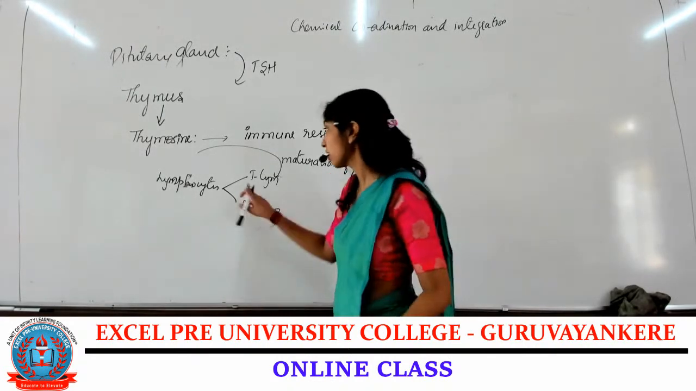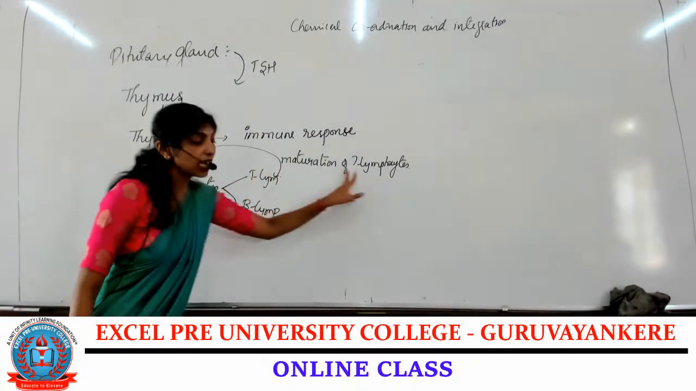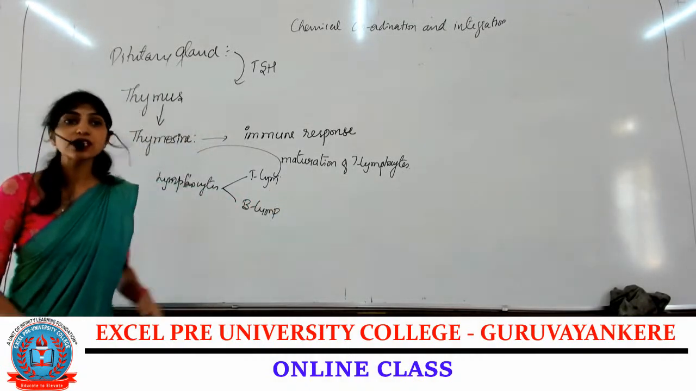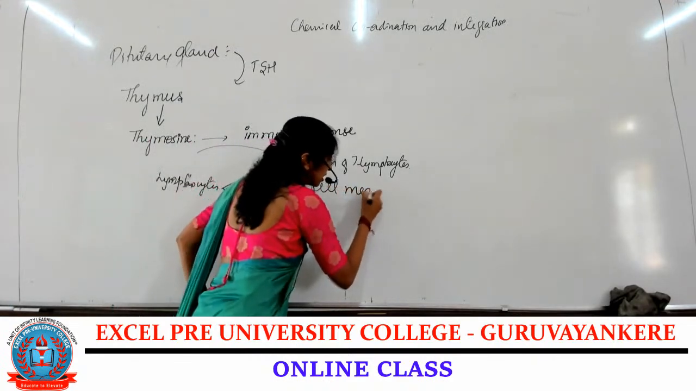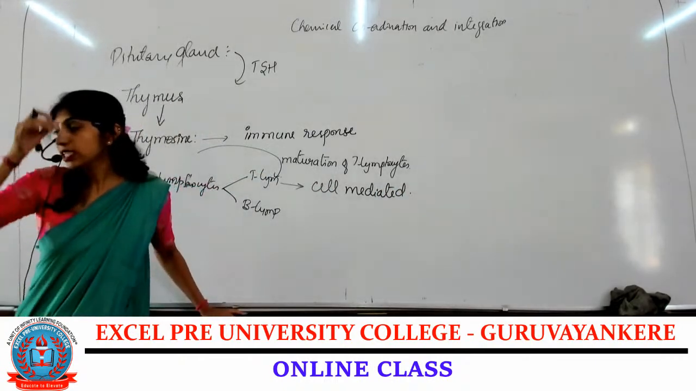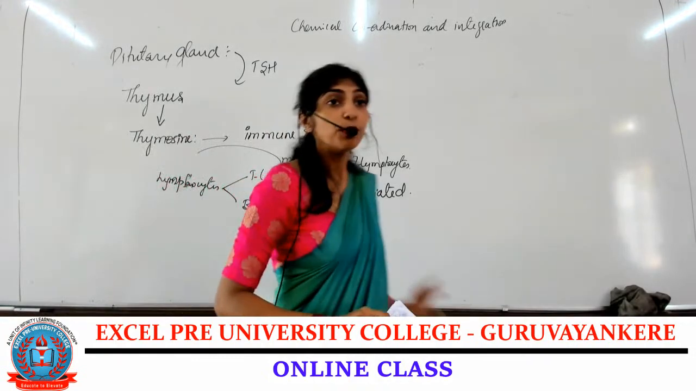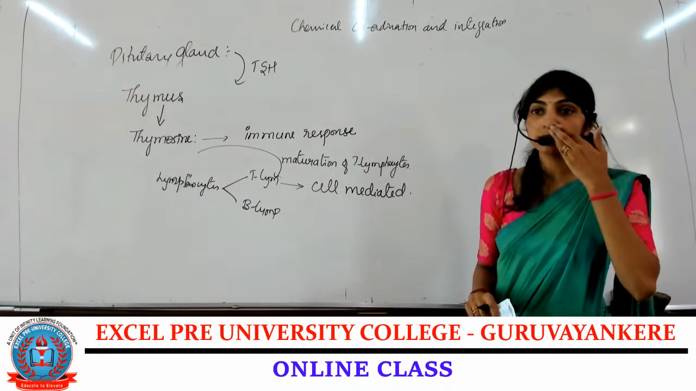Clear, right? Okay, coming back to thymosin, it mainly helps in the maturation of T lymphocytes, and T lymphocytes, we know, are involved in cell mediated immunity. That means cells are responsible for immunity here. T lymphocytes show cell mediated immunity. What is the meaning of cell mediated immunity?